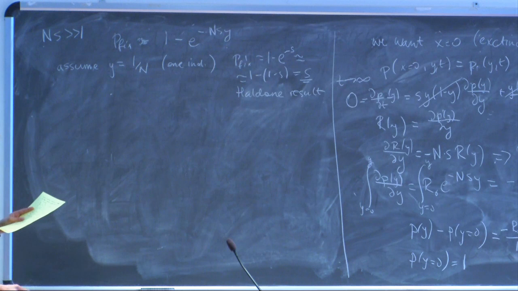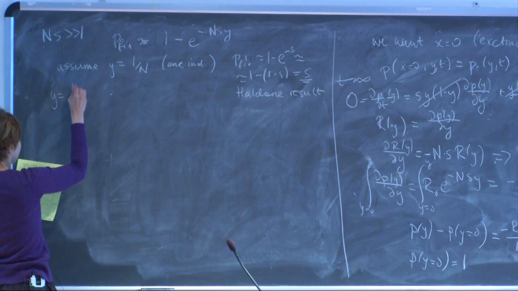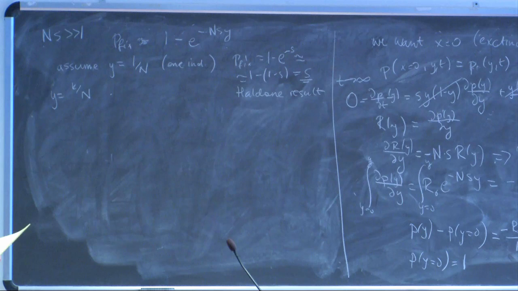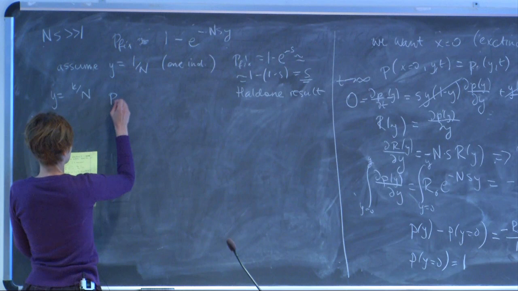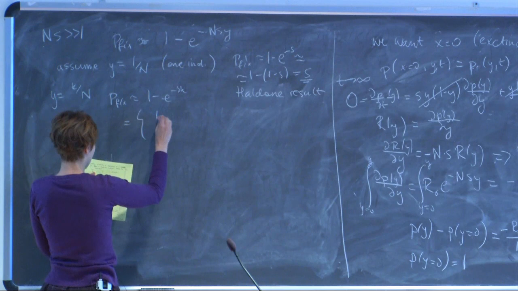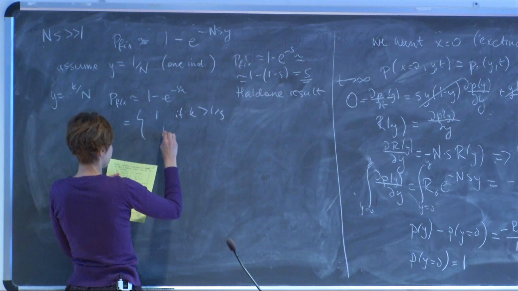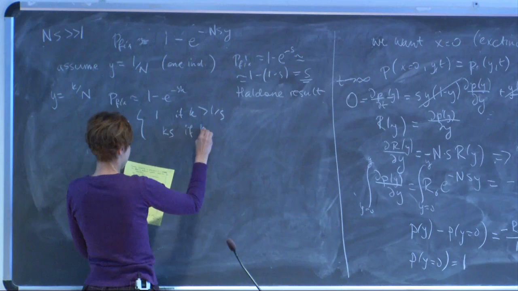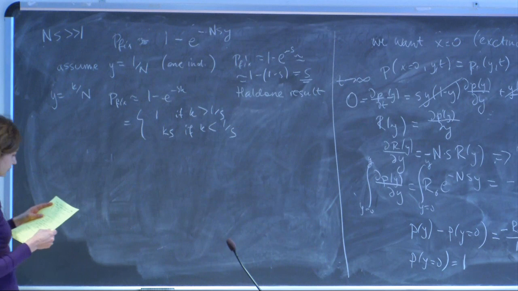Okay? If we start from k individuals, which essentially means we start looking at it when there's k individuals, which is often what happens in experiments, because before that we may not see them, we may not be able to detect them. Well, then we have the probability of fixation to be 1 minus e^(-sk). And there's a threshold here because it equals 1 if k is 1 over s, and it equals roughly ks if k is less than 1 over s.